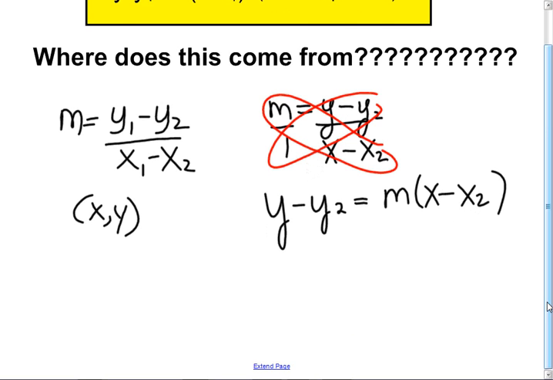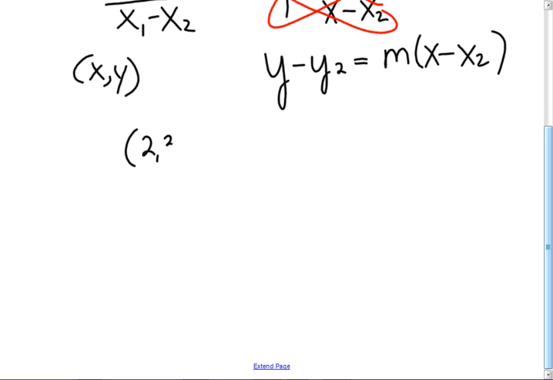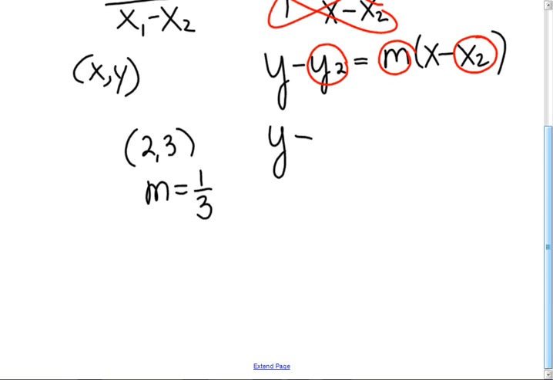So if I gave you a point (2, 3), and the slope is 1/3, we can put it right in here. These are the places I'm going to replace with numbers. The other ones are going to be letters. So it's y minus the y-coordinate here, 3, equals the slope, 1/3, and then it's x minus the x-coordinate, which is 2. And that's easy, isn't it?